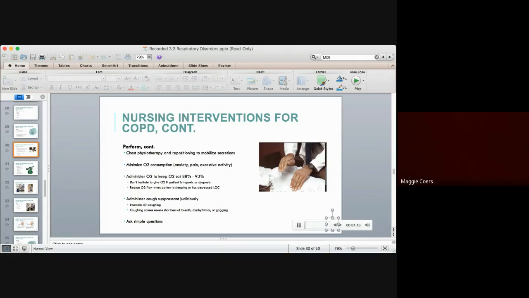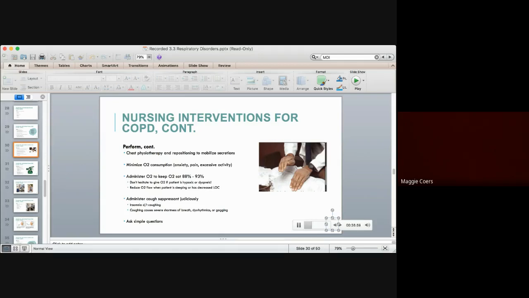So we also want to perform chest physiotherapy and repositioning to mobilize secretions. And this is when we cup our hands or we pat along the sides very forcibly and quick. That's what the picture is depicting. It's chest percussion. Or we could reposition the patient. So we move the patient in any position to help mobilize secretions. And then we put the head down and the feet up in the Trendelenburg position to help gravity kind of get that stuff out of their lungs.